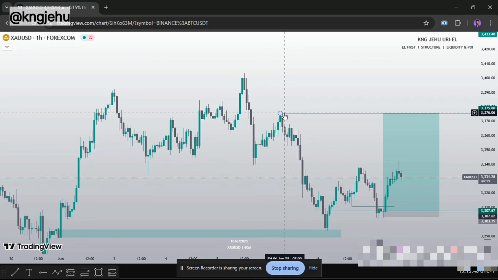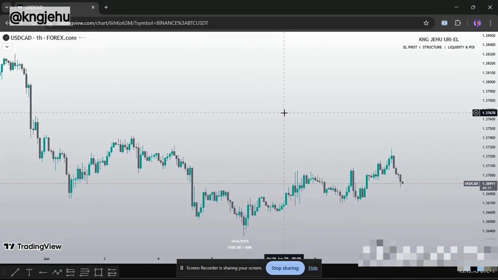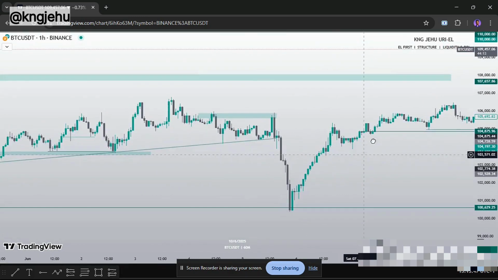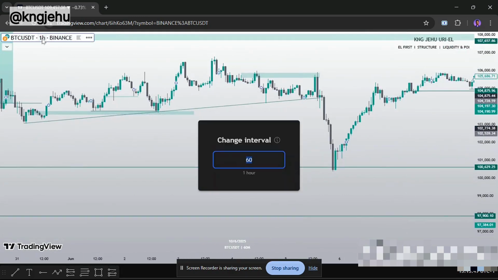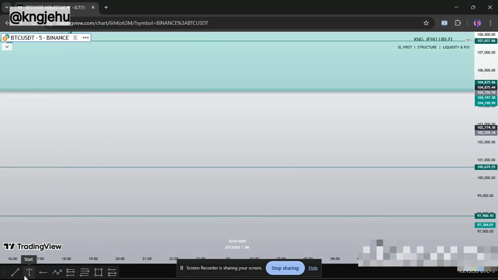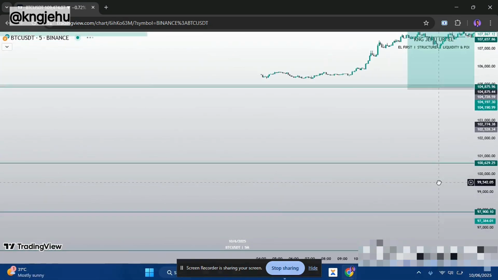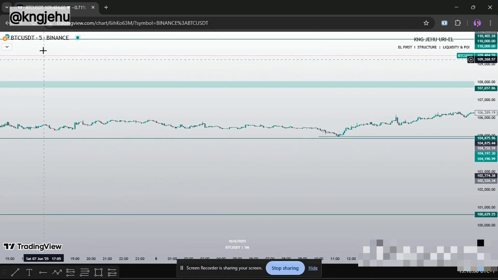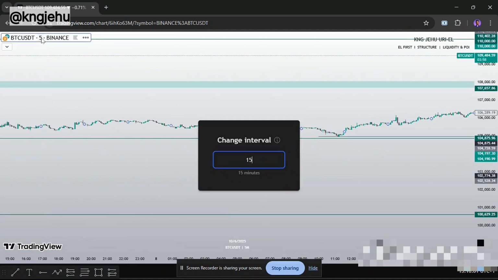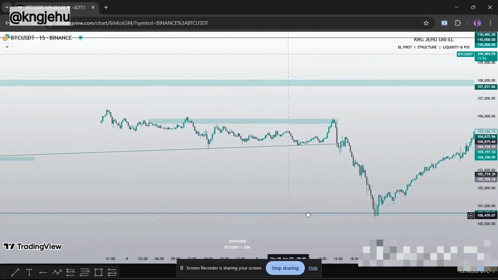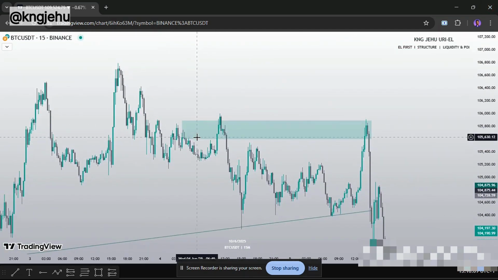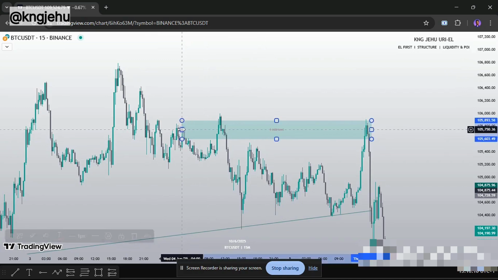Now let me give you an example of QMR. Let's go to BTC. This is BTC. So let's drop down to 5. I think 5 is gonna be good. Okay, let's use 15 minutes. Alright, that's nice.